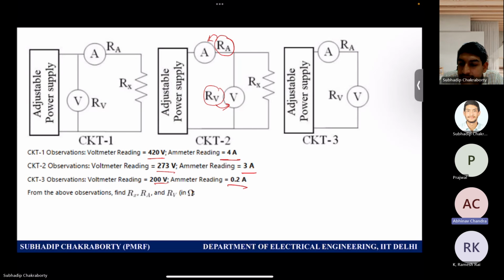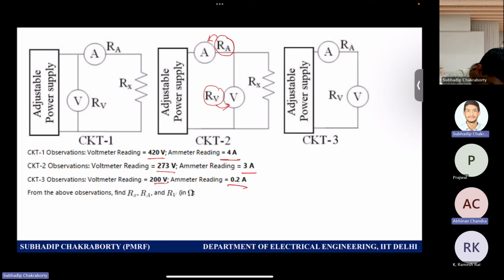Sir, in circuit 1, we have been given the voltage V and current I. So we can get an equation in the form of RA plus Rx equals Rv. RA and Rx are all resistances. So we can equate the voltage between the voltmeter and the current into resistance RA plus RX.